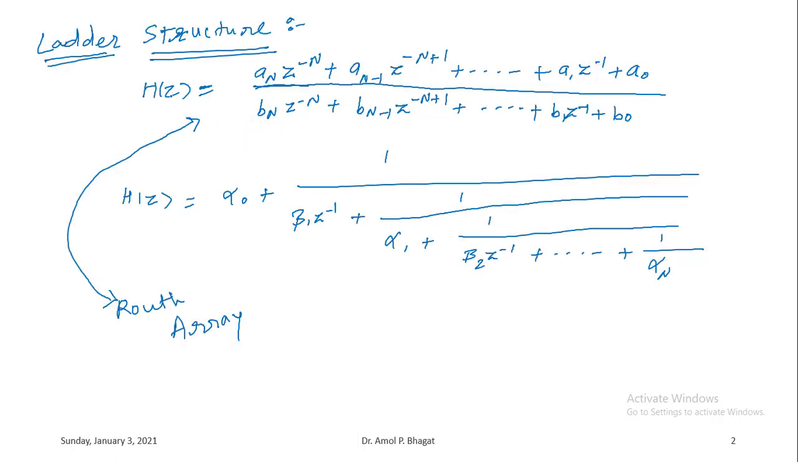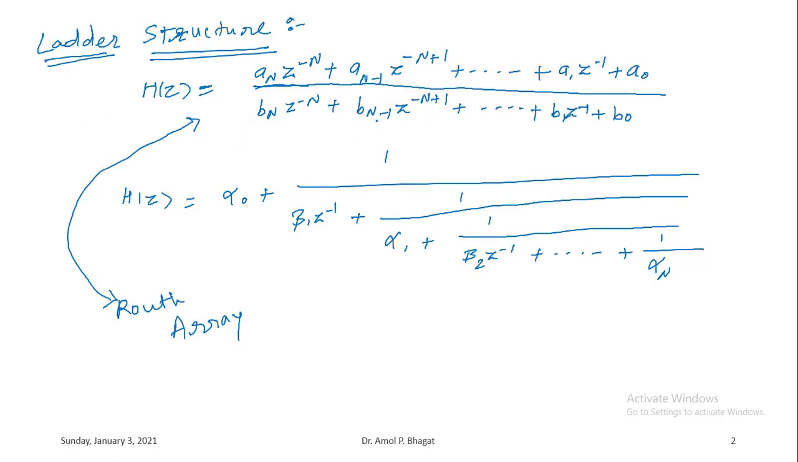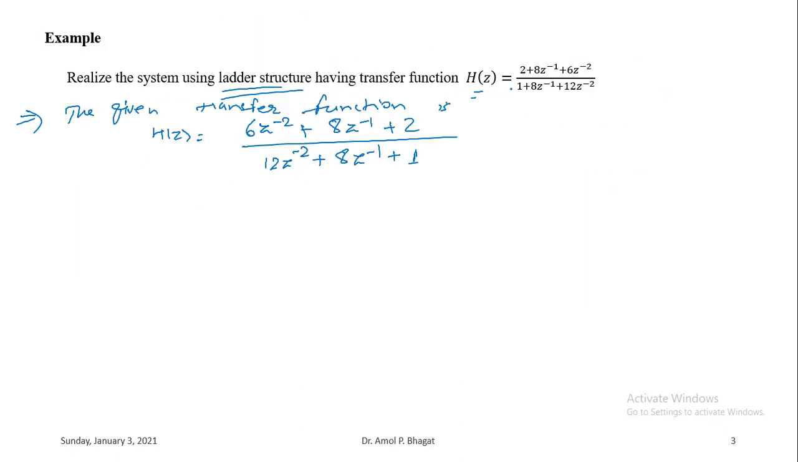As I have written initially this equation of transfer function starting with the nth coefficient, capital N, here also, as it is a second order polynomial, this is the value of small a2, this is small b2, this is a1, b1, then this is a0 and b0 as per this equation, right? So this is the given transfer function.